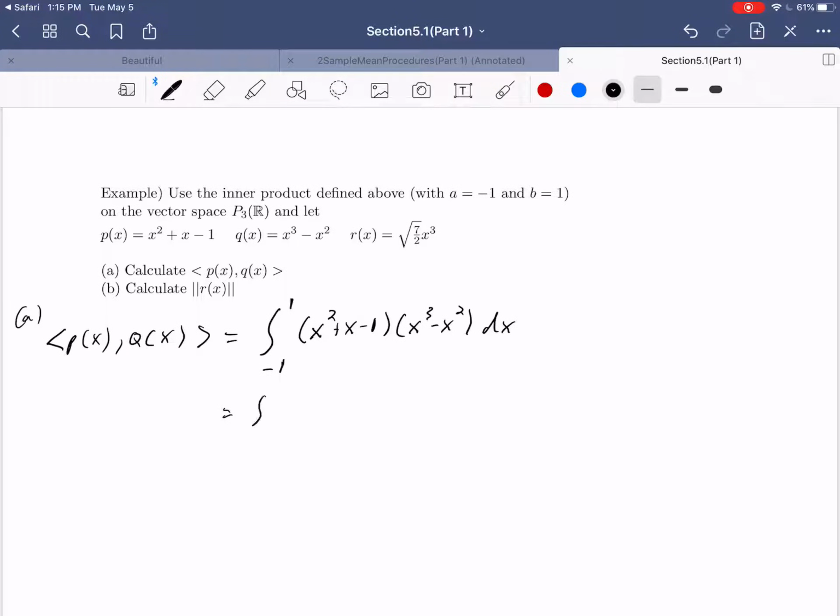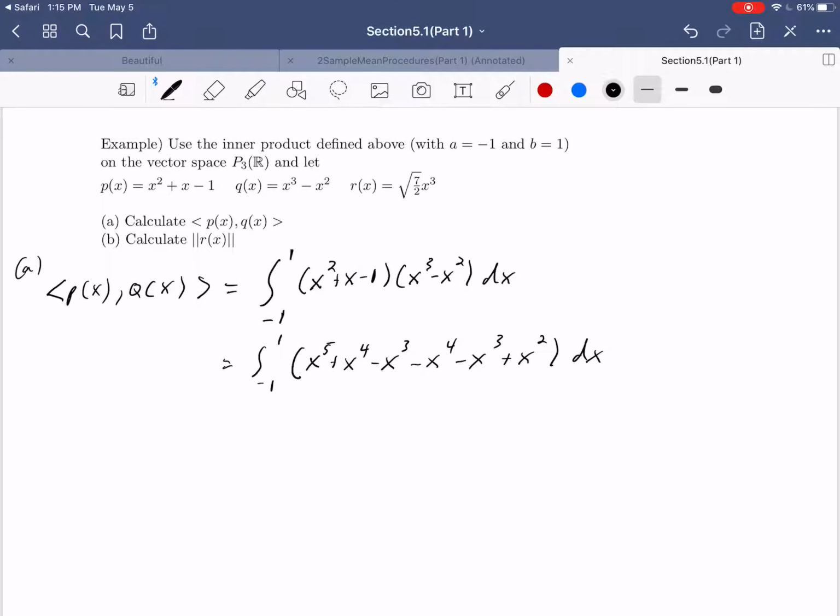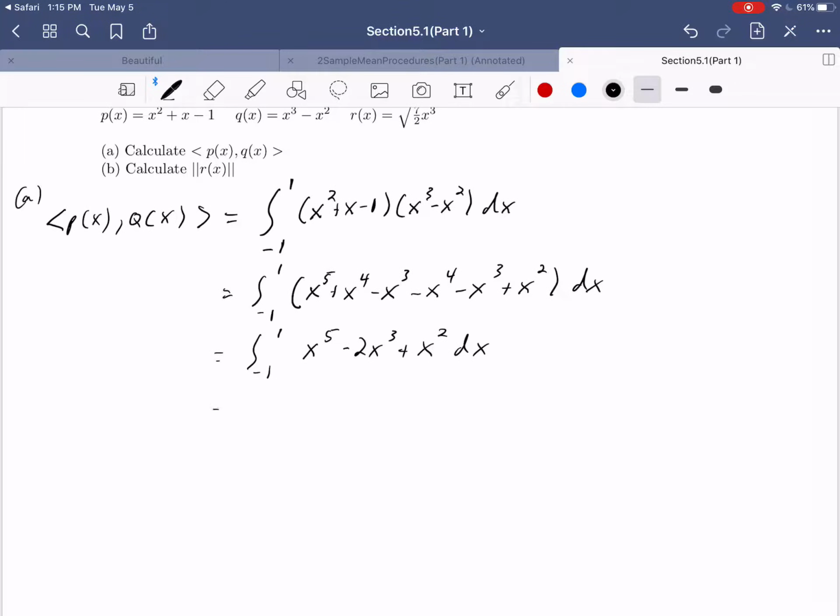So we can go ahead and do that, -1 to 1. I guess we'll need to FOIL this out. Looks like we should get x to the 5th plus x to the 4th minus x cubed, minus x to the 4th minus x cubed plus x squared dx. If we integrate from -1 to 1, that should be x to the 5th minus 2x cubed plus x squared dx. If we integrate that, everything should be pretty easy because it's all just polynomials. We get something that looks like that from -1 to 1, just a bunch of power rules.